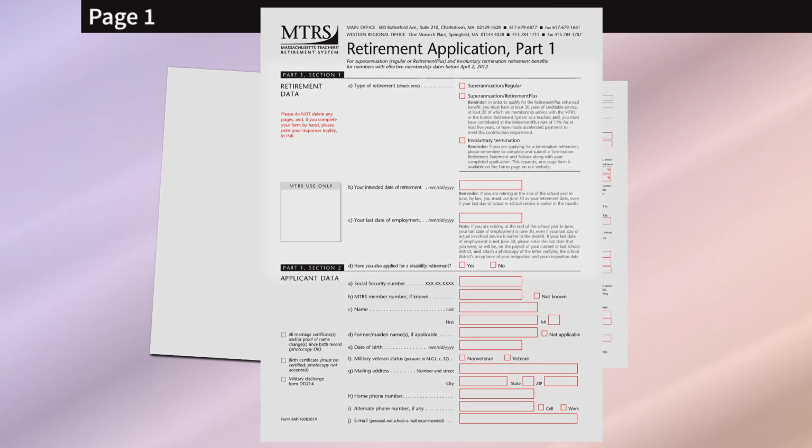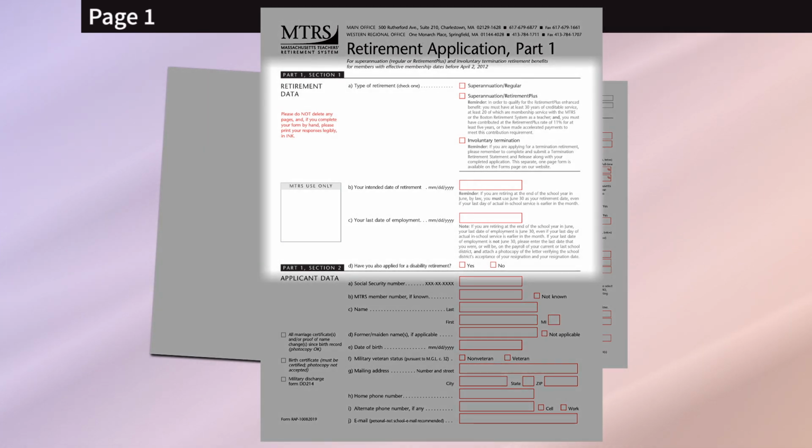In Section 1, on page 1 of the retirement application, you will select your type of retirement and provide additional retirement information. In line A, you will tell us which retirement benefit you are applying for, either regular superannuation, superannuation with the Retirement Plus benefit if you are eligible, or an involuntary termination retirement. More information regarding the eligibility for Retirement Plus and involuntary termination retirements can be found on our website.